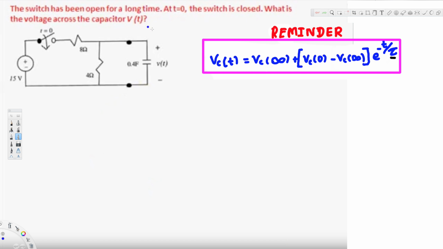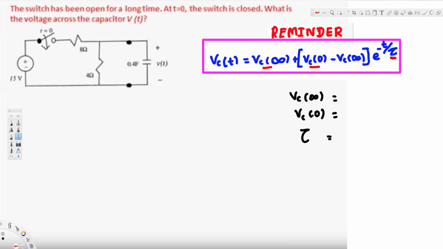Now to find v of t we are going to use this equation: v of t is equal to vc of infinity plus vc of 0 minus vc of infinity, times e power negative t over tau. In order to solve this problem, we have to find these three things: Vc of infinity, Vc of 0, and the time constant tau. Let's note this down here. First Vc of infinity, then Vc of 0, and then tau. These are the three things required.